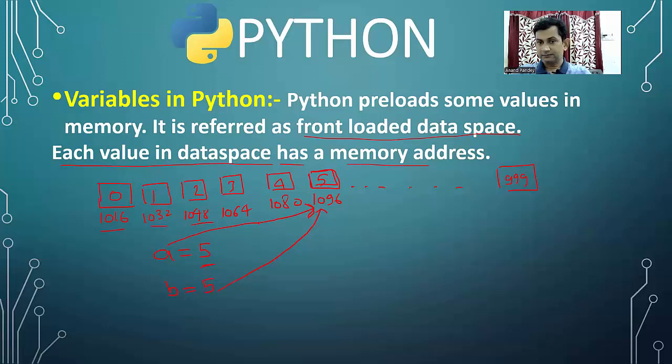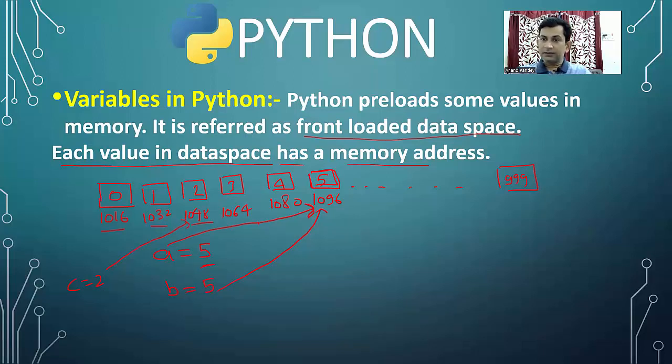This is the concept in Python. I think the things are clear. And if you take one more variable and write c equal to 2, it will point to the address where 2 is stored.